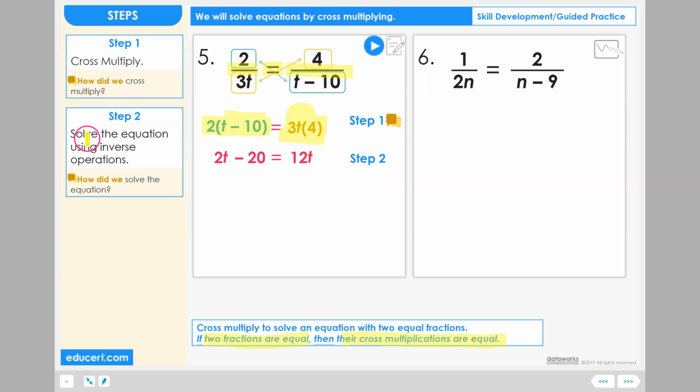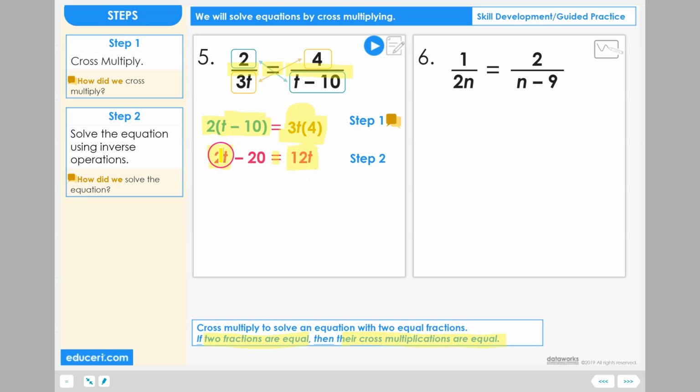Step 2. Solve the equation using inverse operations. Here's our variable t, and here's the variable t. The variable t is on both sides of our equation. On the right side, we only have a variable term. And what we learned in a previous lesson, let's get rid of the variable term 2t by bringing all the variable terms to this right side.